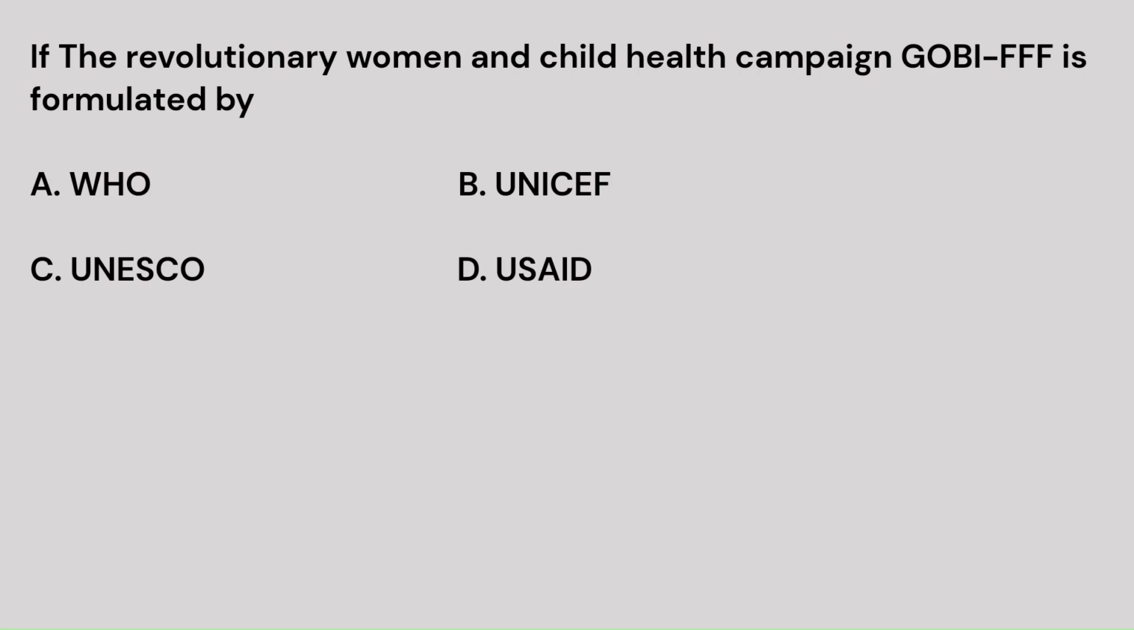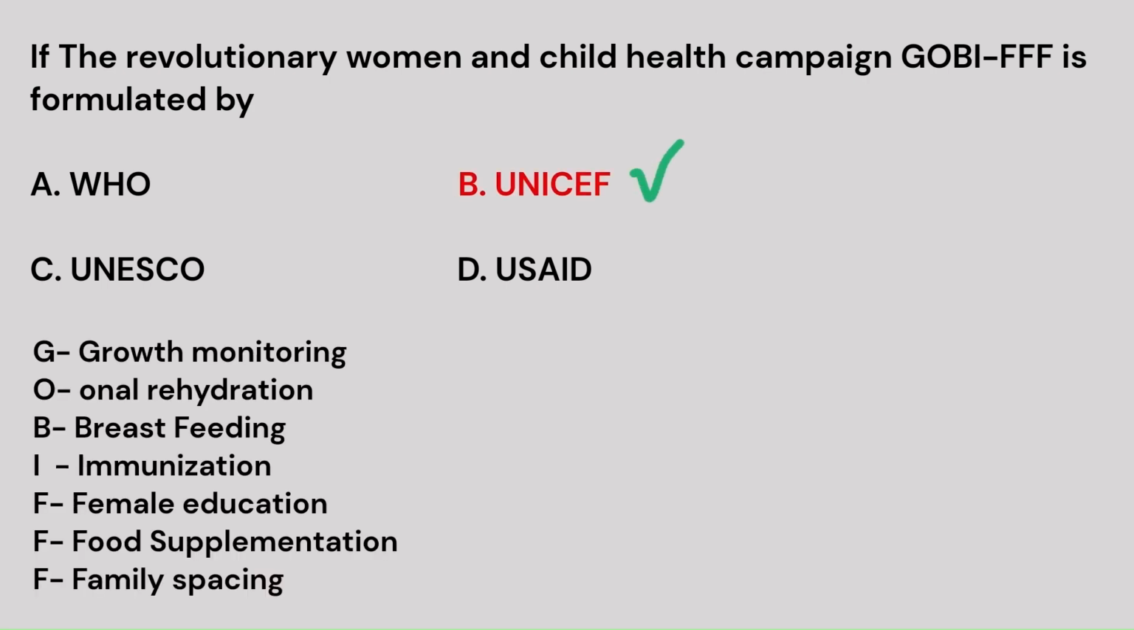Next question. The Revolutionary Women and Child Health Campaign GOBI-FFF was formulated by option A, WHO. Option B, UNICEF. Option C, UNESCO. Option D, USAID. The correct answer is option B, UNICEF. G for growth monitoring, O for oral rehydration, B for breastfeeding, I for immunization, F for female education, food supplementation and family spacing.